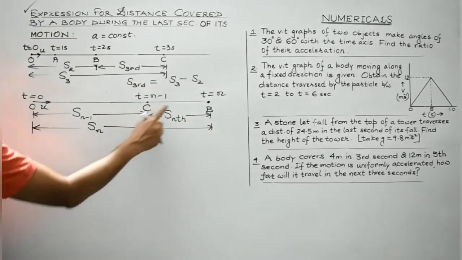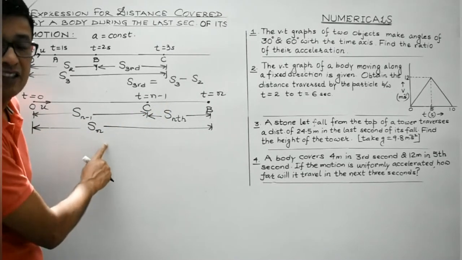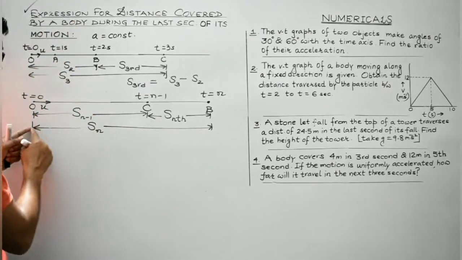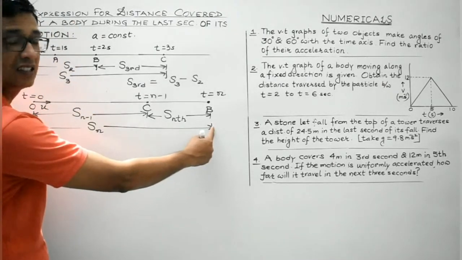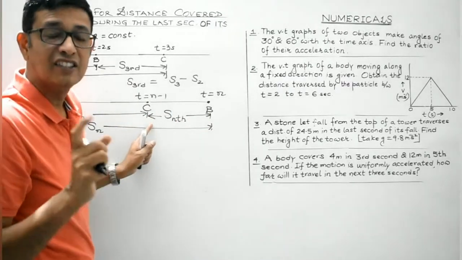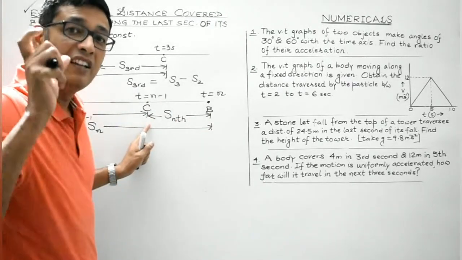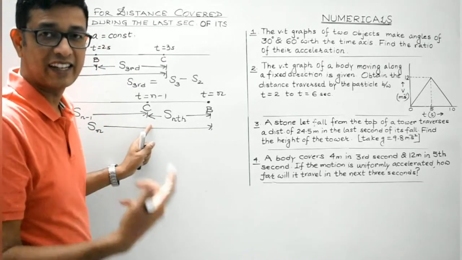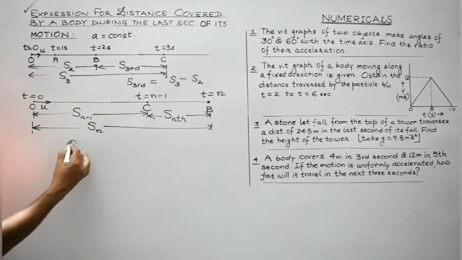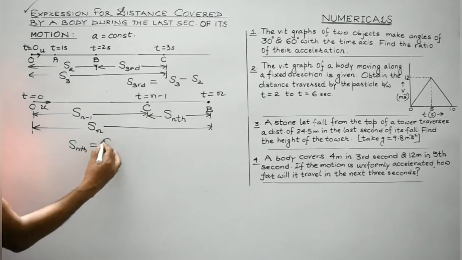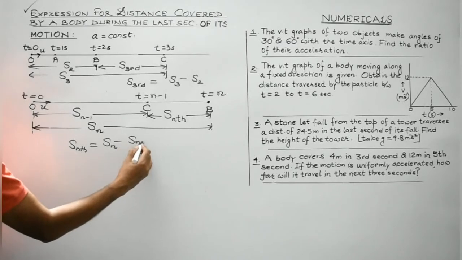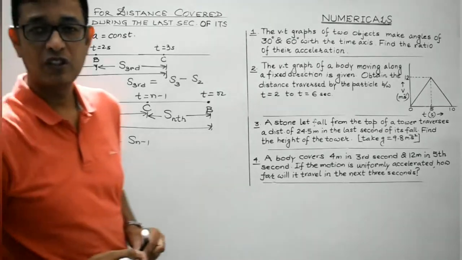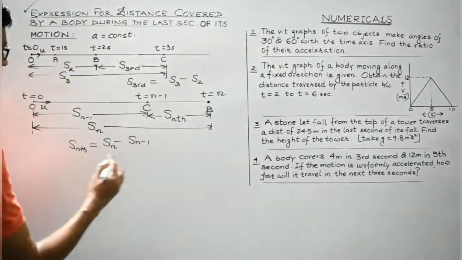Students, try to differentiate between these two. Sn is the distance covered by the body during n seconds. This is the total distance covered by the body during n seconds. And S_nth is the distance covered by the body during the last second of its motion. Nth, last second of its motion. So from the diagram it's pretty clear. S_nth is equal to Sn minus S(n minus 1). So I have simply generalized it. So now let's substitute the value and let's try to get the expression.